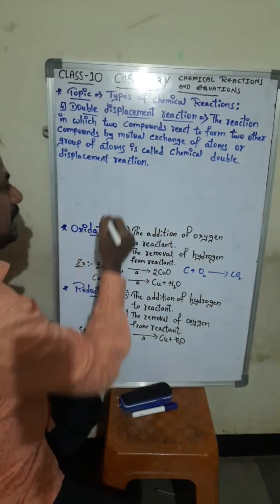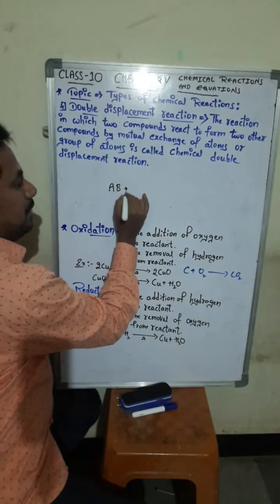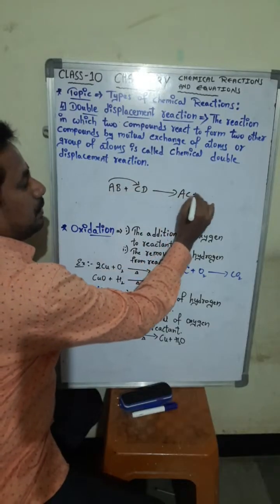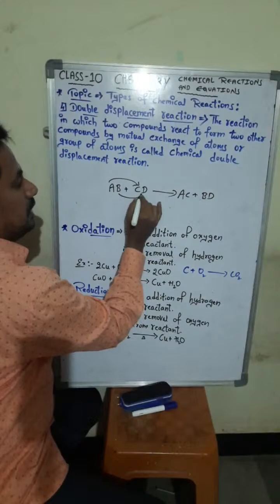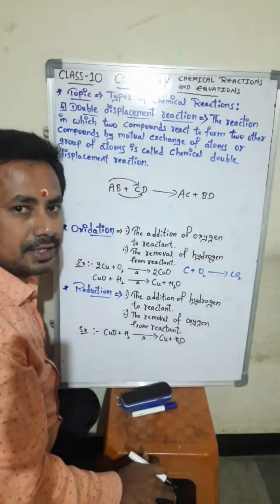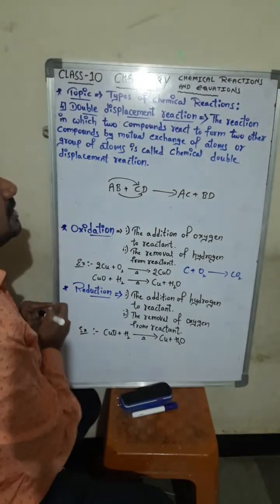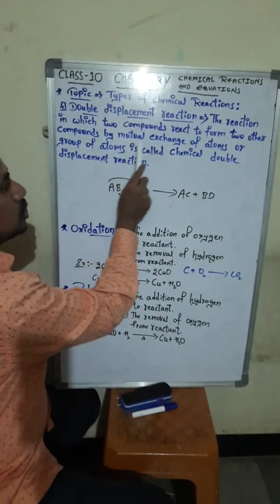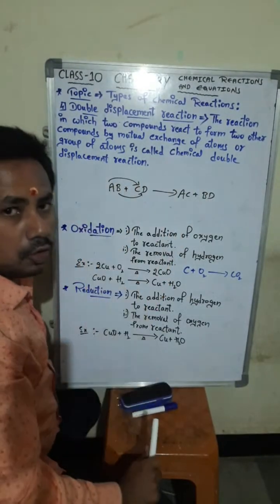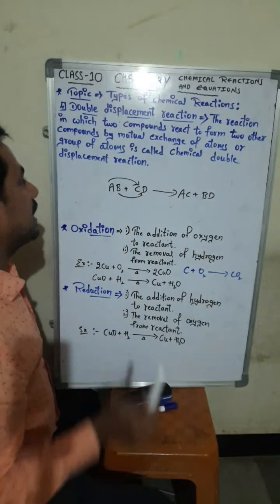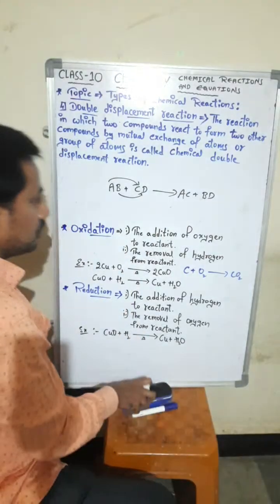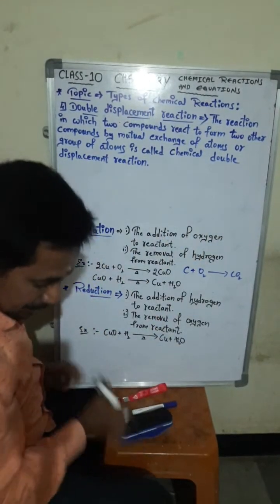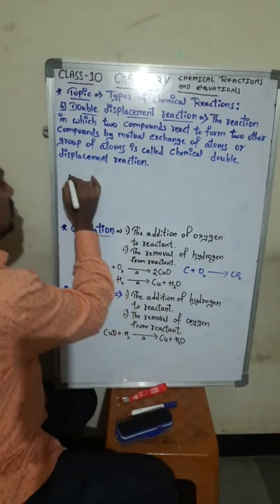For example, AB plus CD gives AC plus BD. These mutually exchange here. So this is double displacement. The reaction in which two compounds react to form two other compounds by mutual exchange of atoms or group of atoms is called a chemical double displacement reaction. Now let us see a few examples. By seeing examples we can understand. This is just for your understanding purpose.